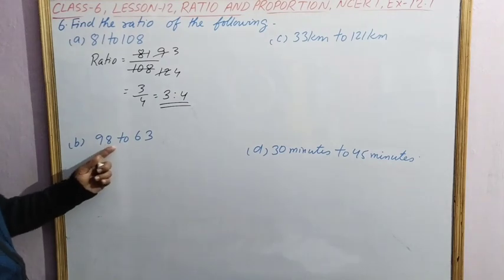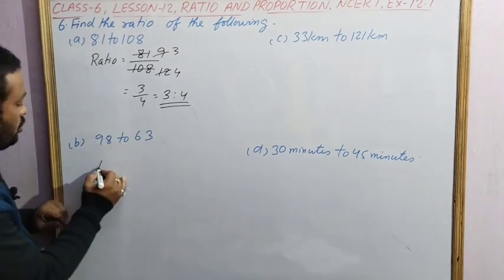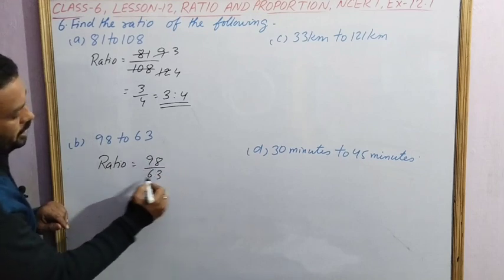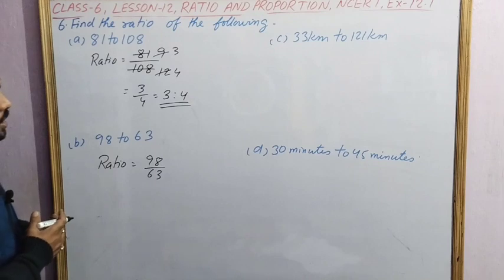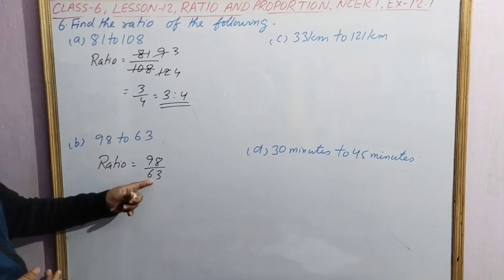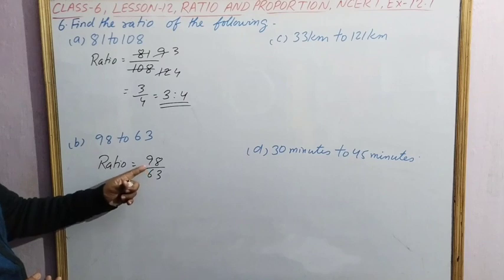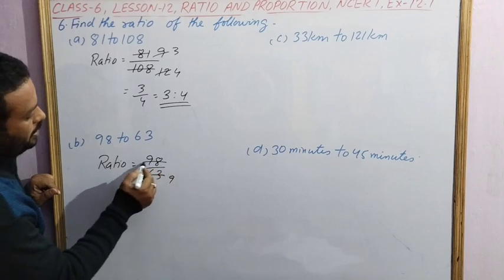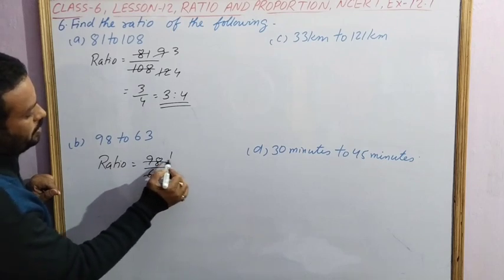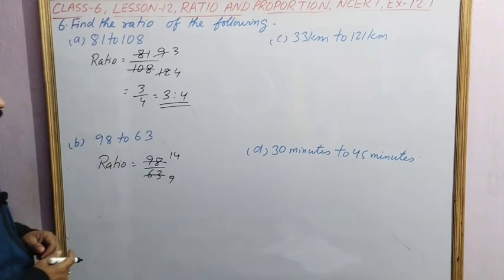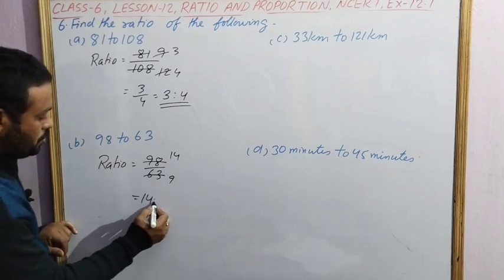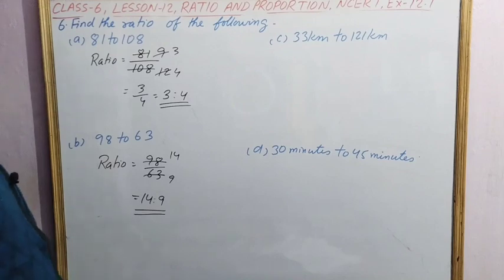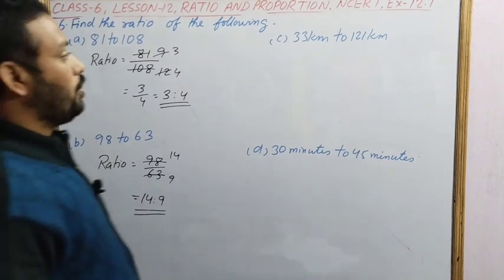Question B, we have to find the ratio between 98 to 63. That means we have to find the ratio between 98 and 63. 63 is divisible by which number? 7. 7 times 9 is 63 and 7 times 14 is 98. So the ratio will be 14:9. Then in C we have to find the ratio between 33 km to 121 km.